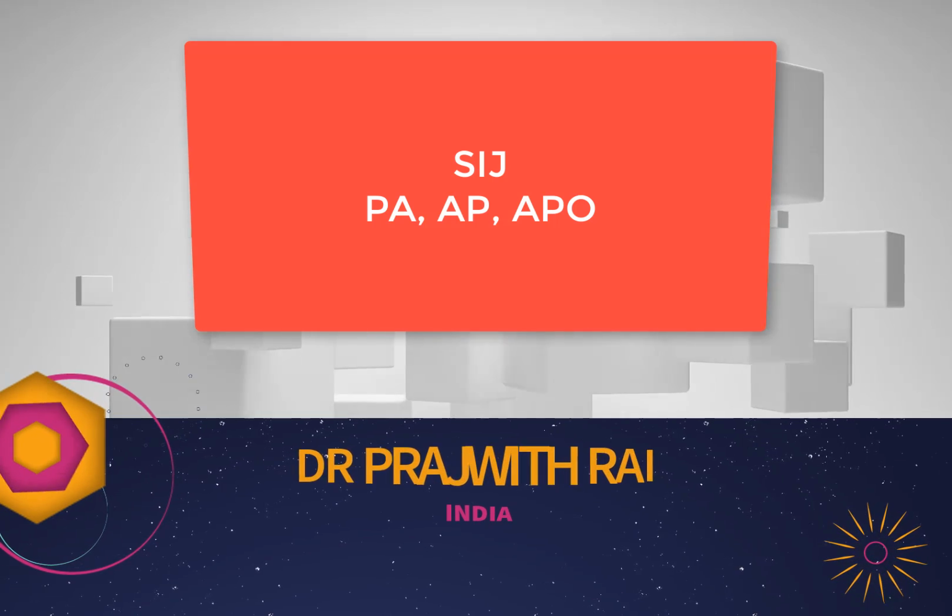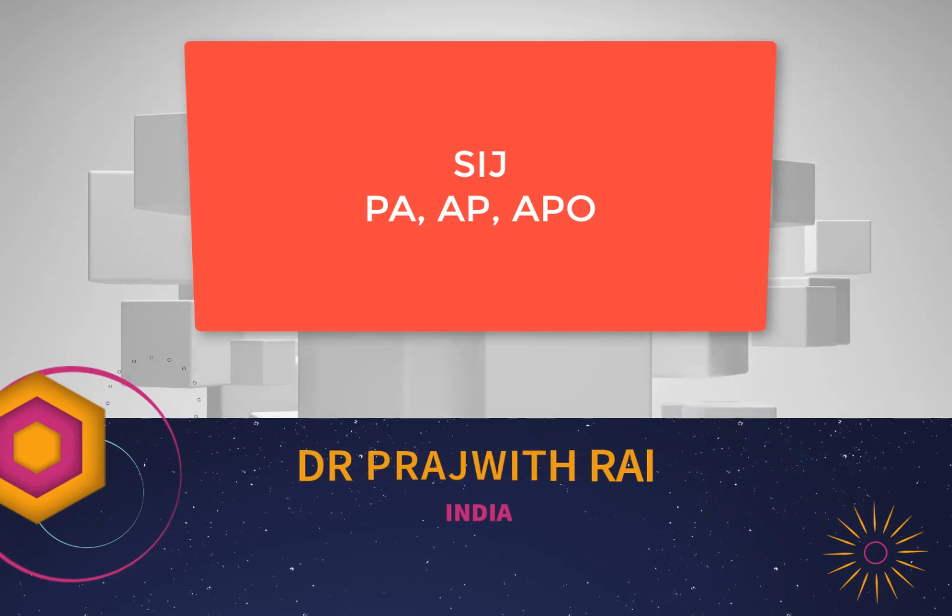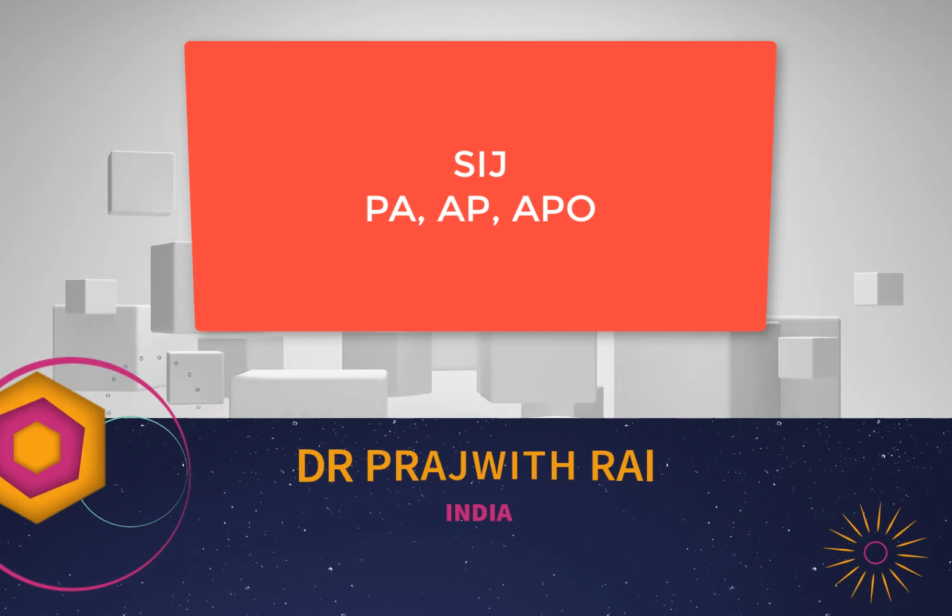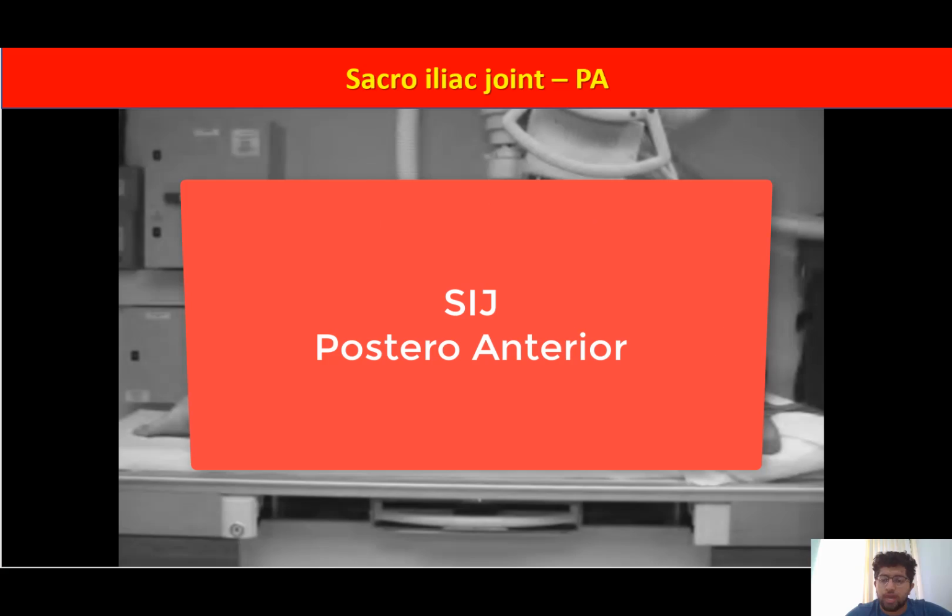The imaging of the sacroiliac joint is preferably done in a PA view because of the angulation of the X-ray beam. As the beam diverges, it will go along the sacroiliac joint. So we prefer the PA view over the AP view.